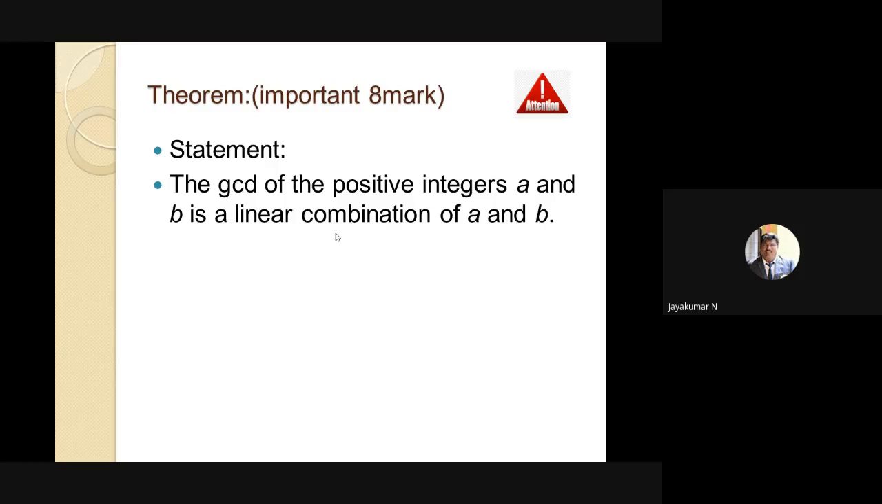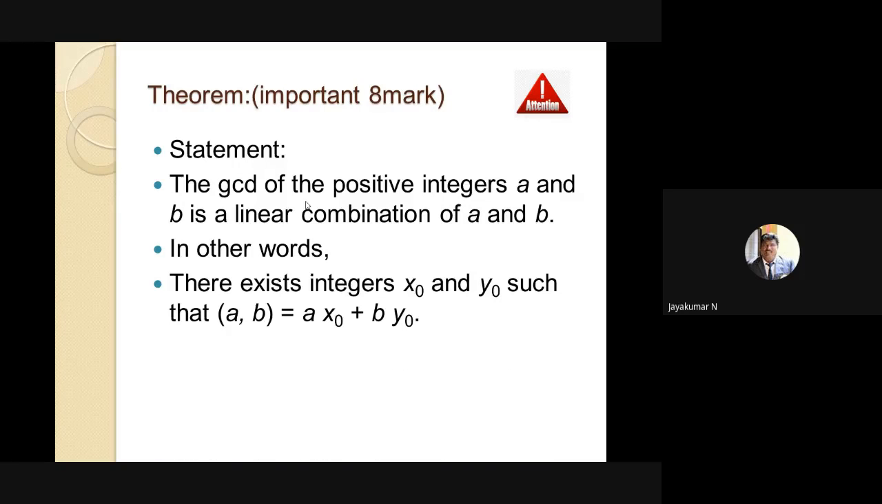In November-December 2019, they asked this as an 8-mark problem, an 8-mark theorem. We will see the proof. In other words, I can represent GCD of a comma b as (a, b). This is represented as the GCD. What is the linear combination of a and b?